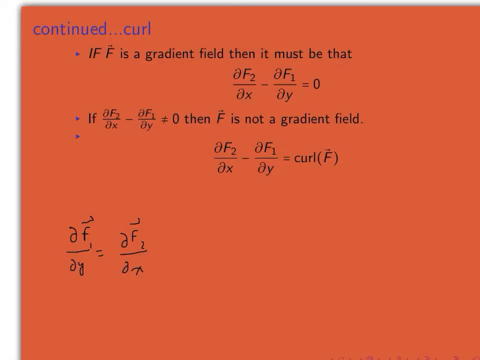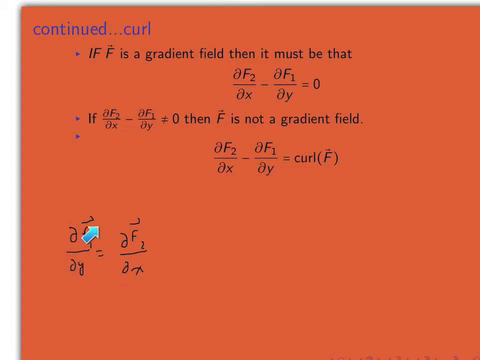So the first step in both of the previous examples was to ask whether or not these two partial derivatives are equal. And it turns out that this is such a common occurrence that we're going to give this sort of object a special name. But first we're going to rewrite it in a different form.